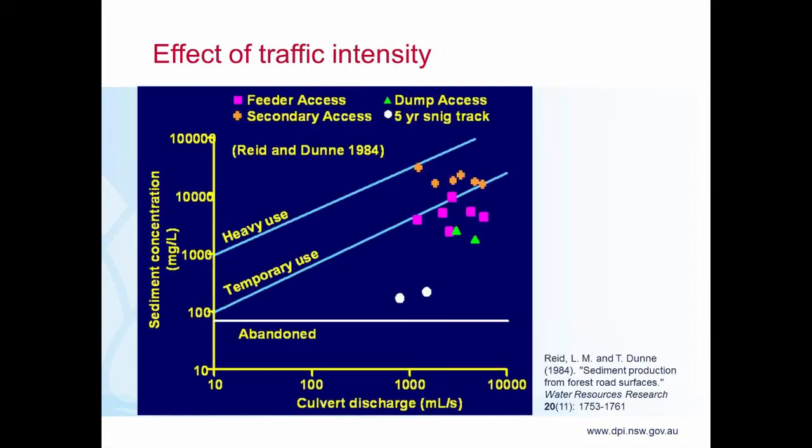Some other work, moving on to the next slide, has shown the effect of traffic intensity. This is common sense, but some numbers have been put around these things to show that obviously the more a road is used and the heavier the traffic that uses that road, the more sediment is generated from that particular road surface. So a heavily used road, in this case, which may be used for hauling logs or carrying B-doubles and large trucks, is going to generate more sediment than a temporarily used road, and certainly more than an abandoned road in most cases.